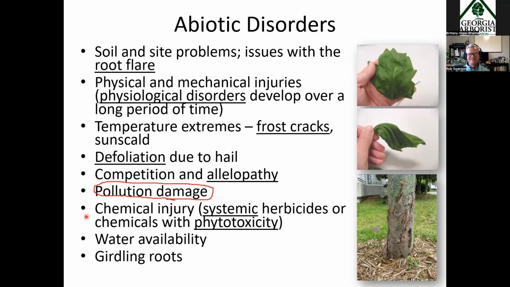You can also have chemical injury. This is considered abiotic, that can be systemic, such as a herbicide, and can lead to phytotoxicity. Systemic means that it's translocated throughout the plant. I'm assuming that you guys realize that all these things that are underlined here, these are things that could be on the exam, so make sure you know how to define them.